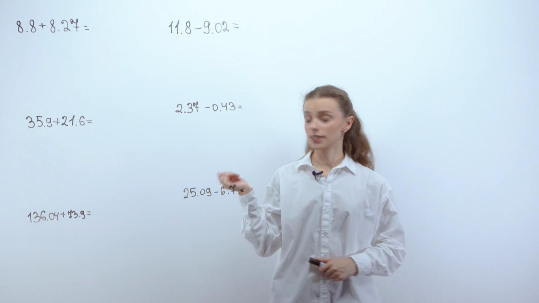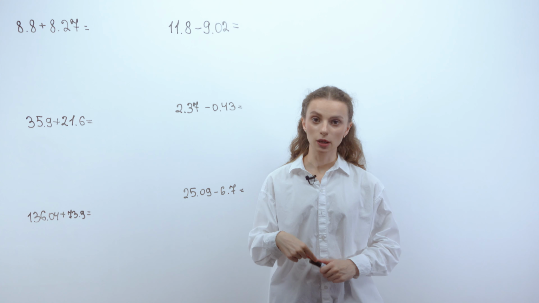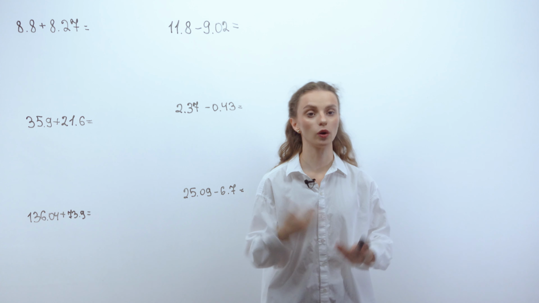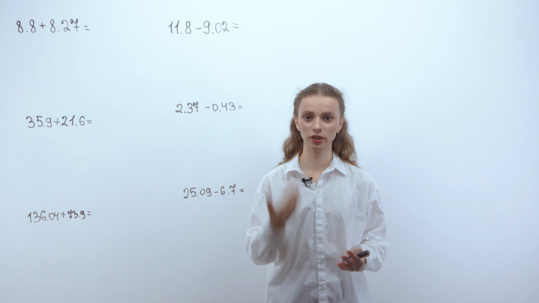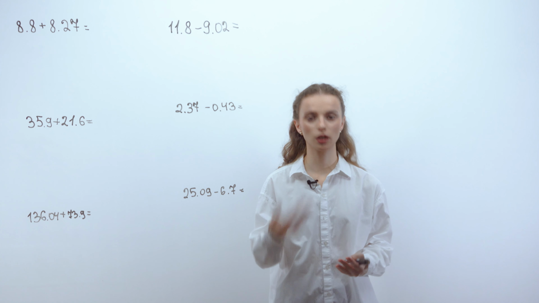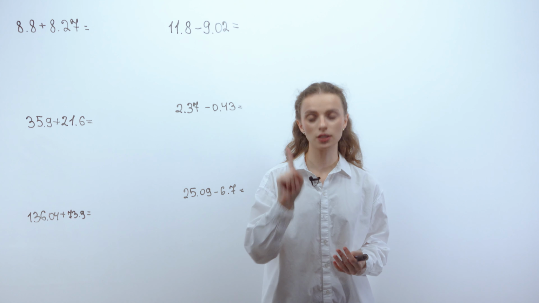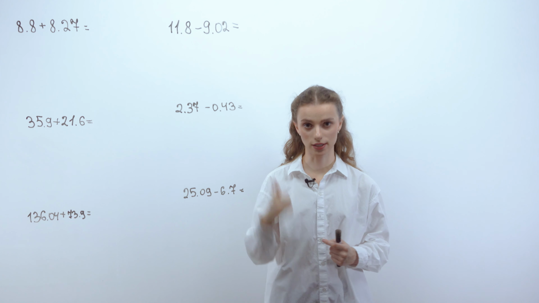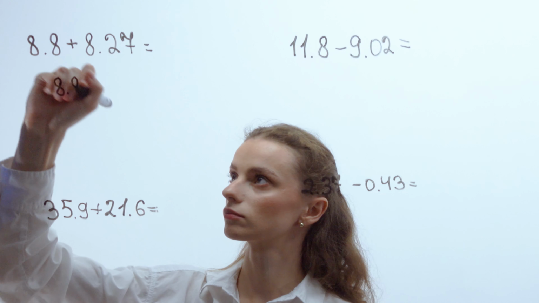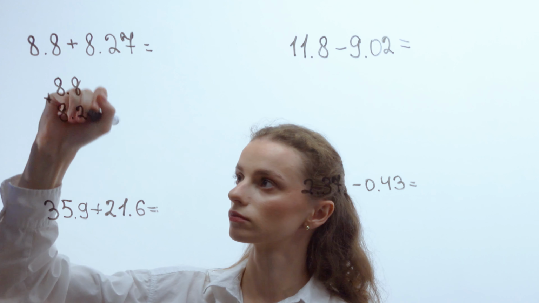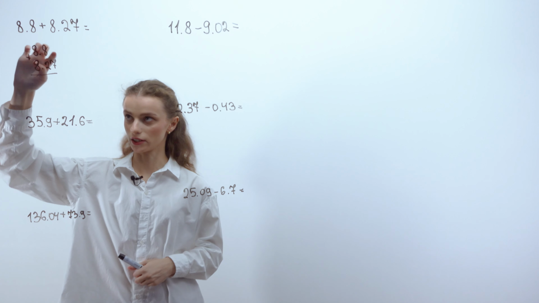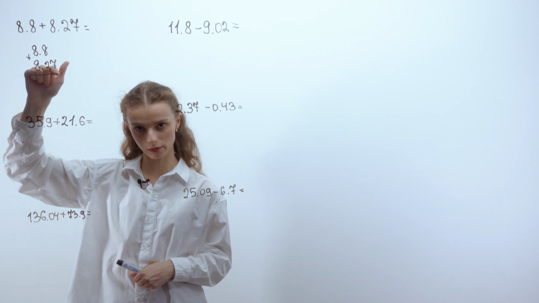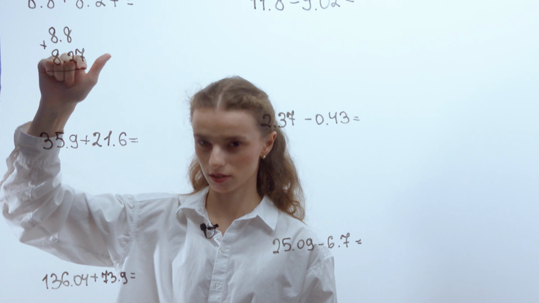Let's begin. In the first example, we have 8.8 plus 8.27. How are we going to approach this? Very simple. You're going to use the standard algorithm that you know, but the only difference is that you need to make sure that you align your decimal point. You see what I've done here? I aligned my ones with ones, decimal point with decimal point, tenths with tenths, etc.